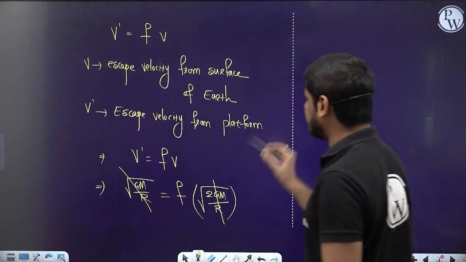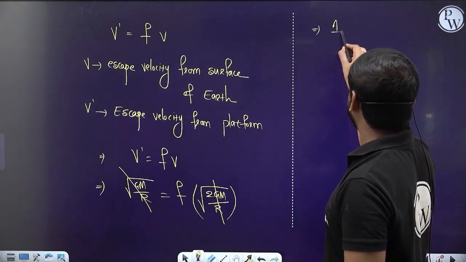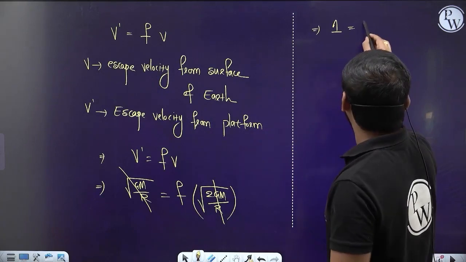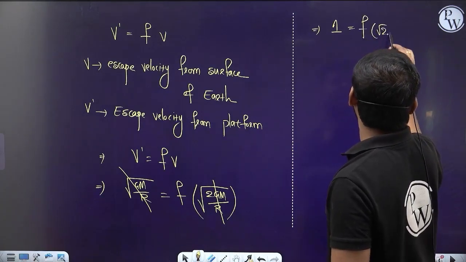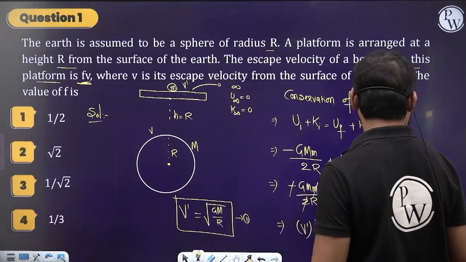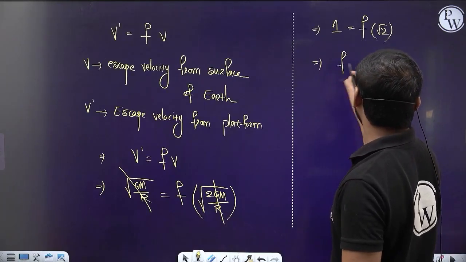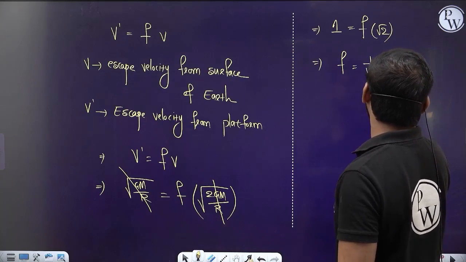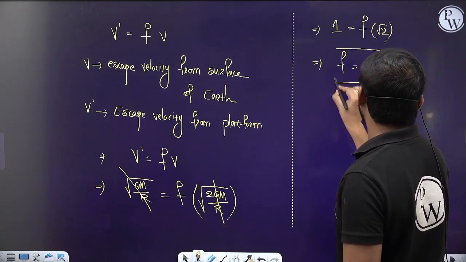So what's the remaining part? 1 is equal to f into root 2. So I need the f value, as per the question. So what is the value of f? I can write f is equal to, sending this root 2 to this side, 1 by root 2 is the f value.